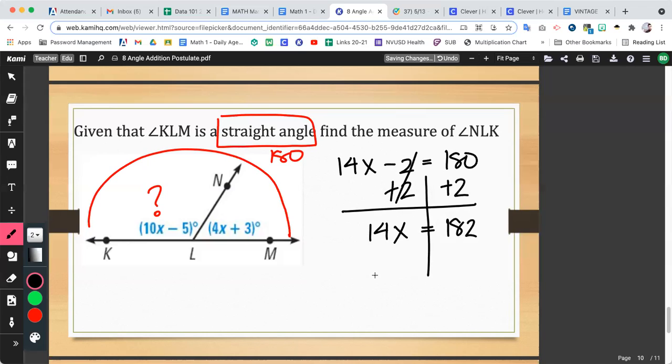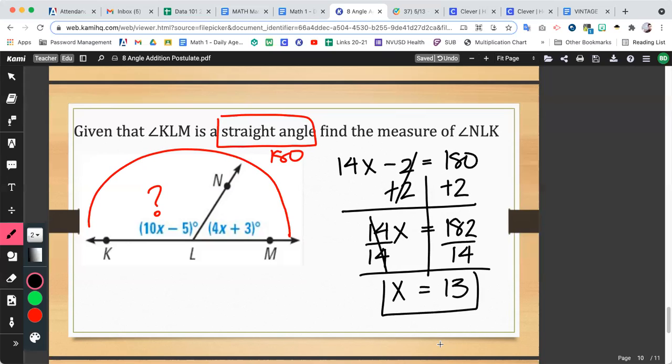Same steps for every problem, right? We're getting into this rhythm now. So how do I get rid of the 14? The 14's multiply. What's the opposite of that? Divide by 14. If you don't know this division off the top of your head, there's nothing wrong with that. Use a calculator. So x equals 182 divided by 14 is 13. Okay, easy peasy, plug it in.